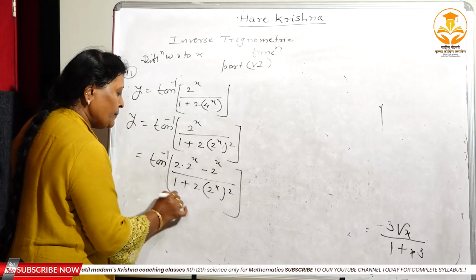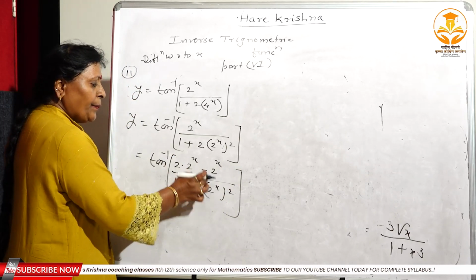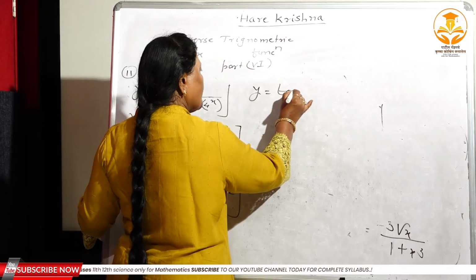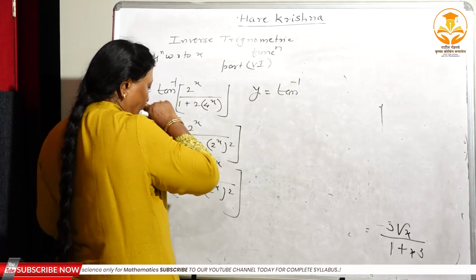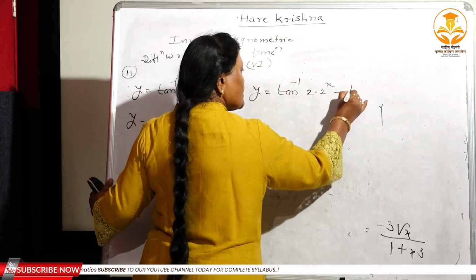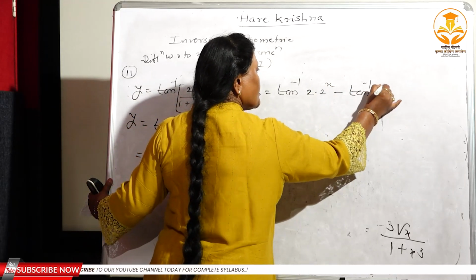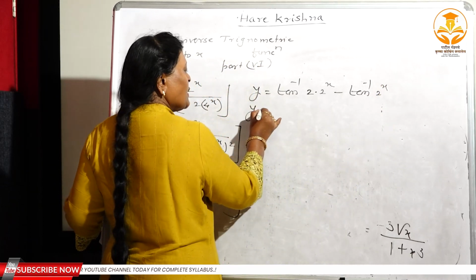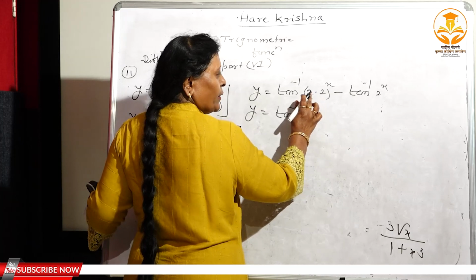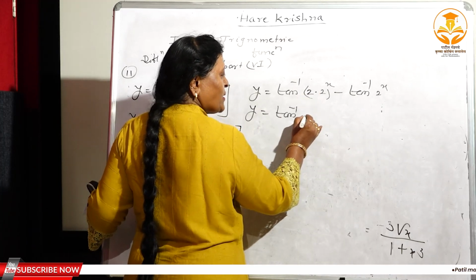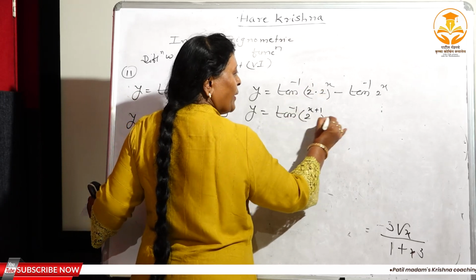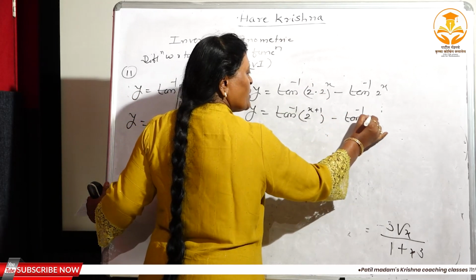Now, it's very simple. 1 is strictly there, and the multiplication of these two terms is there. Therefore, y is equal to tan inverse of 2 into 2 raised to x minus tan inverse of 2 raised to x. Right? Again, y is equal to tan inverse of 2 raised to x plus 1, since the base is the same and you add the indices, because the power is 1, minus tan inverse of 2 raised to x.